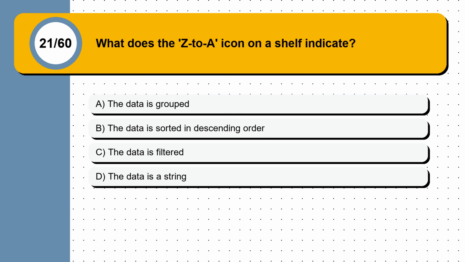Question 21. What does the Z2A icon on a shelf indicate? Option A, the data is grouped. Option B, the data is sorted in descending order. Option C, the data is filtered. Option D, the data is a string.